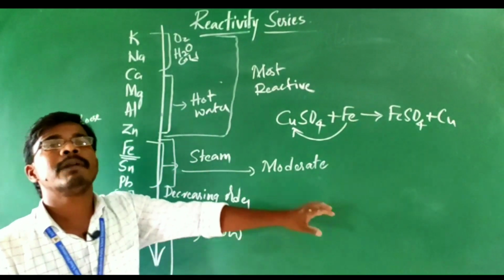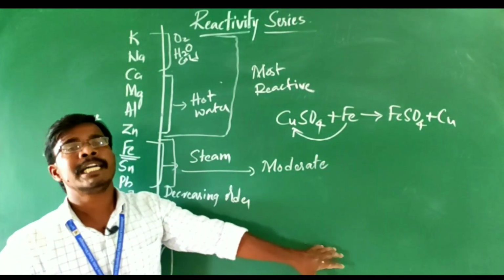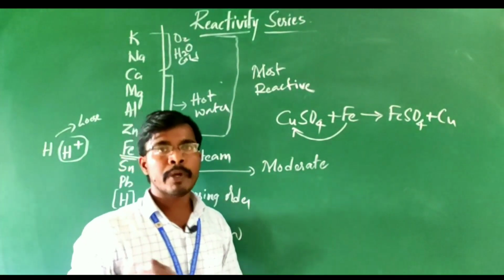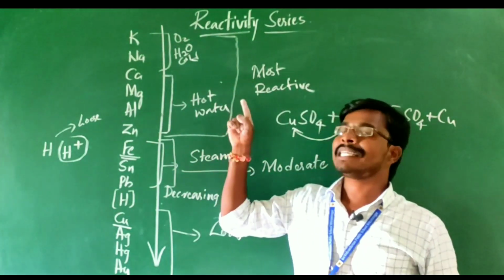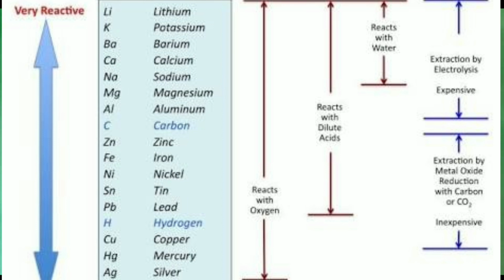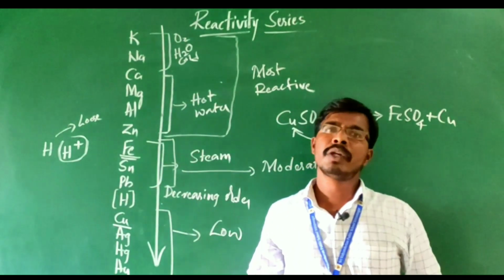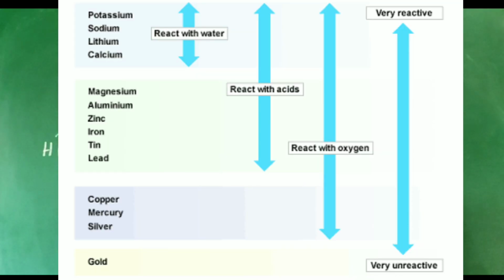So like that, it will be helpful while writing a displacement reaction. Hope you understood. A reactivity series of metals is nothing but an arrangement of metals in the decreasing order of reactivity in a vertical column. Even though you can write with increasing or decreasing signs also, that is also correct, but it is easier to write in a vertical column.